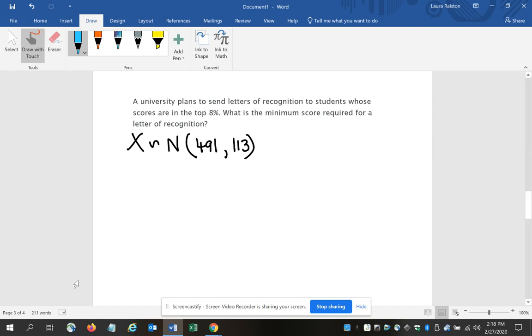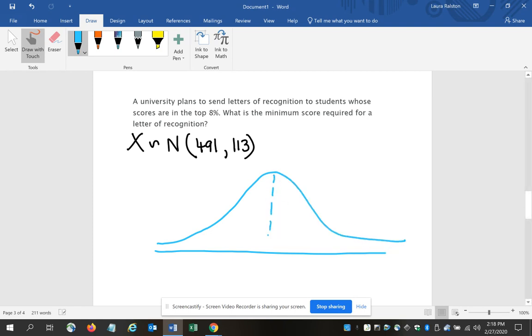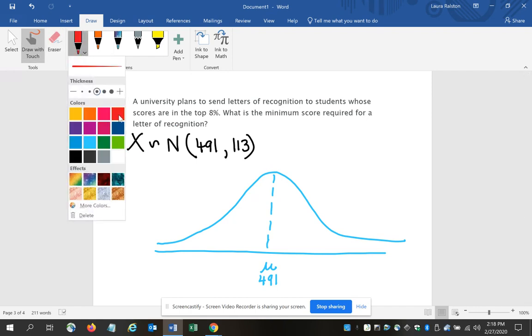I'm going to draw the baseline. I'm going to draw the bell-shaped distribution. The mean is the measure of center, so I'm going to draw a dotted line in the center, label it the mean, 491. And it says students whose scores are in the top 8%. Okay, so guys, you really have to pay attention to this phrasing. It says the top 8%.